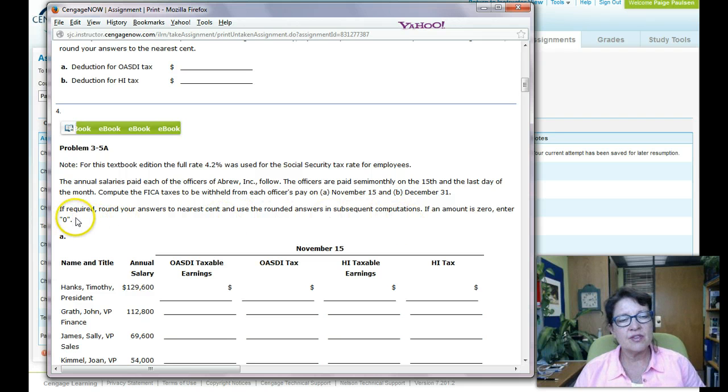So for example, in this one it says, if required, round your answers to the nearest cent and use the rounded answers in subsequent computations. If an amount is 0, enter 0. When I was going through this homework and doing it for myself, several times I would forget this, and I would do a calculation, keep that number in my calculator and then use it again in the following computation, and then I would finish, and of course I have the solutions manual, so I would look at my answer and compare it to the solution, and it would be wrong, and it would be like, oh man, what did I do? And it was always rounding.